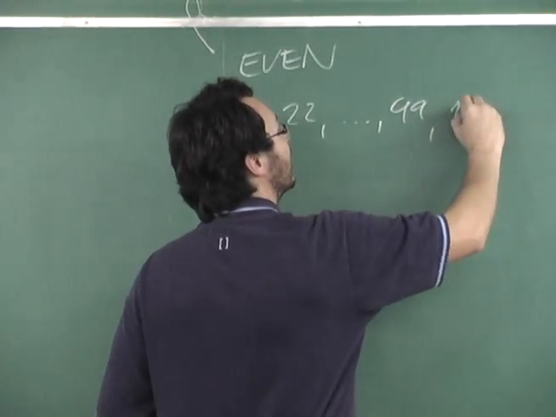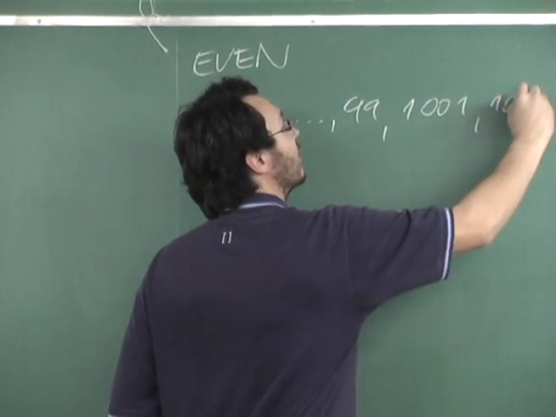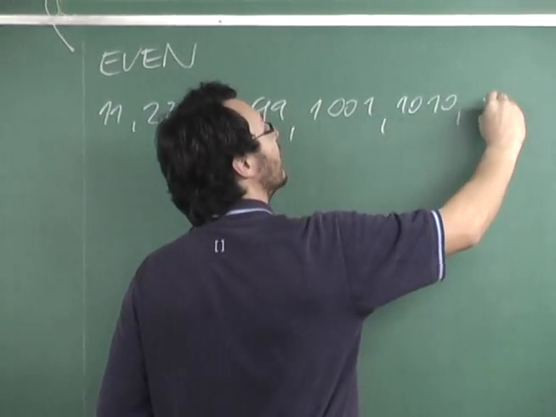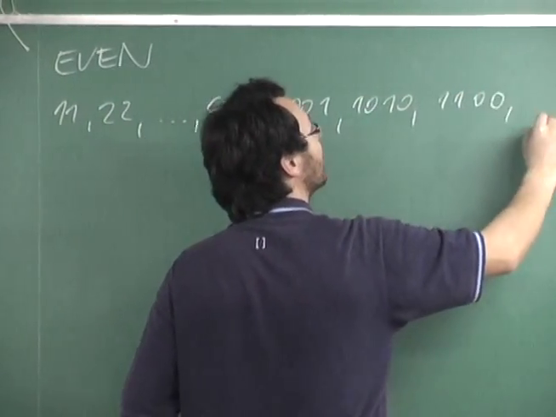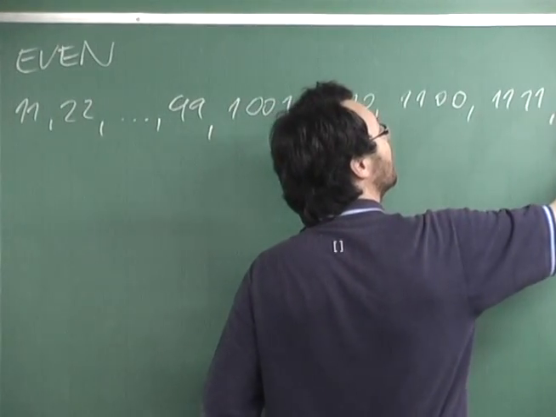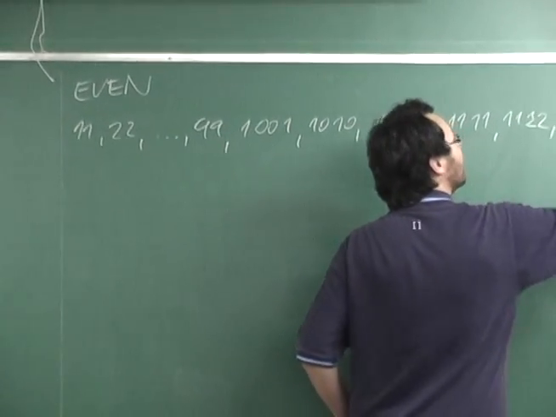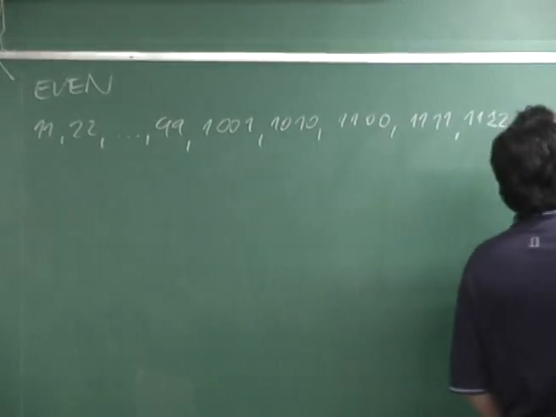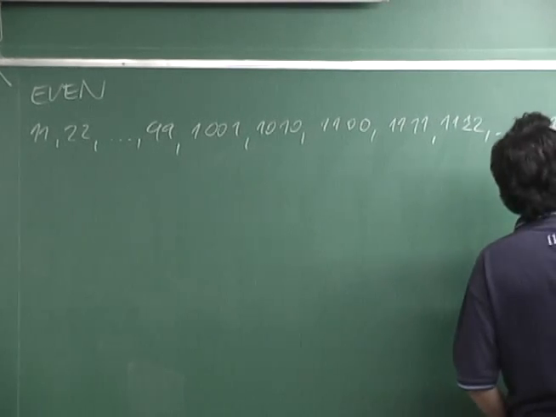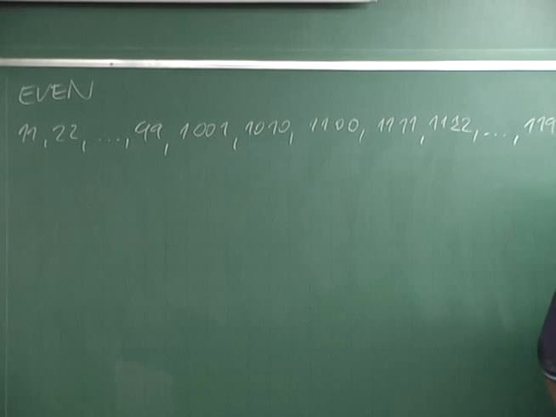And then there is 1001, 1010, 1100, 1111, 1122, up to 1199. Then the next one is 1212, 1221, and so on.